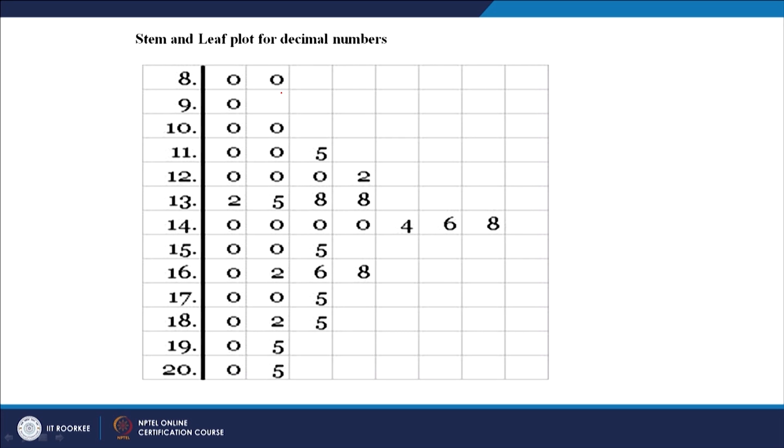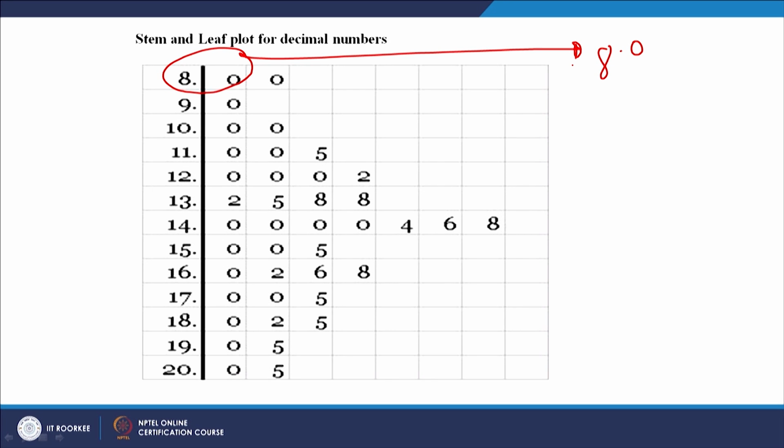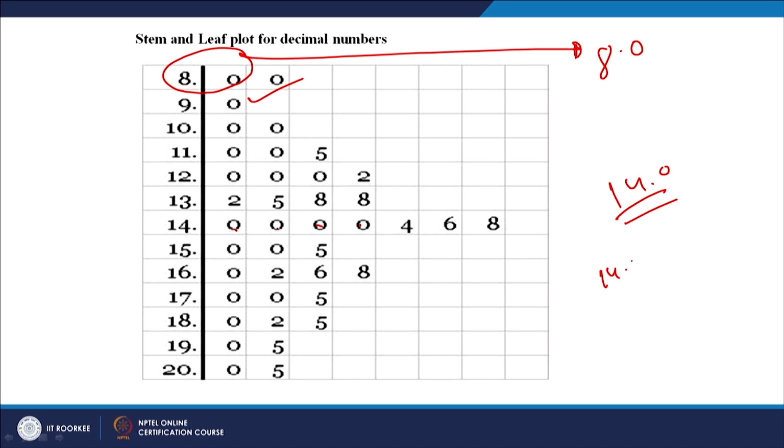Now, let us look at a stem and leaf plot for decimal numbers, if there is a decimal point. So, this is 8.0. There are 2 data points having the value 8.0. This is 9, and this is 14.0. How many 14.0? 1, 2, 3, 4. So, 14.0 occurs 4 times, and 14.8 is this. This is how you can represent a stem and leaf plot for decimal numbers.